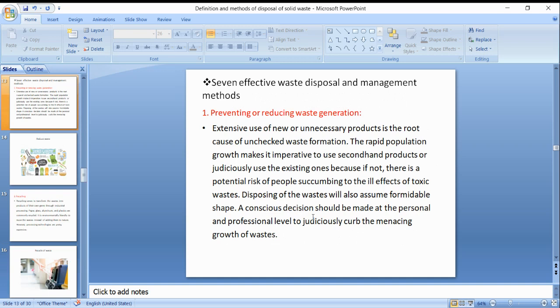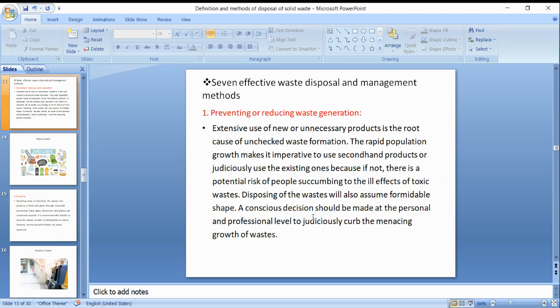So here we are going to see the seven methods of disposal in waste management. The first one is preventing or reducing waste generation. From the very start, if we use less, and reduce the waste generation, if we use less plastic, then there is less need for recycling plastic. If we prevent some waste from the house itself, then the production of waste will be less.